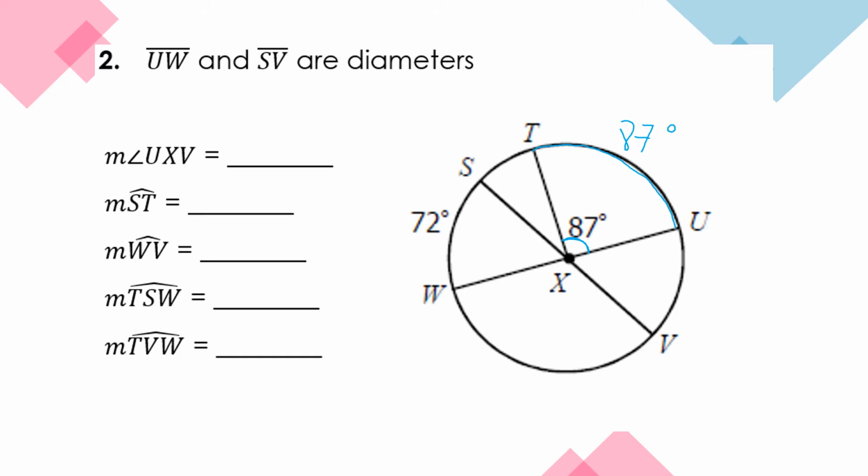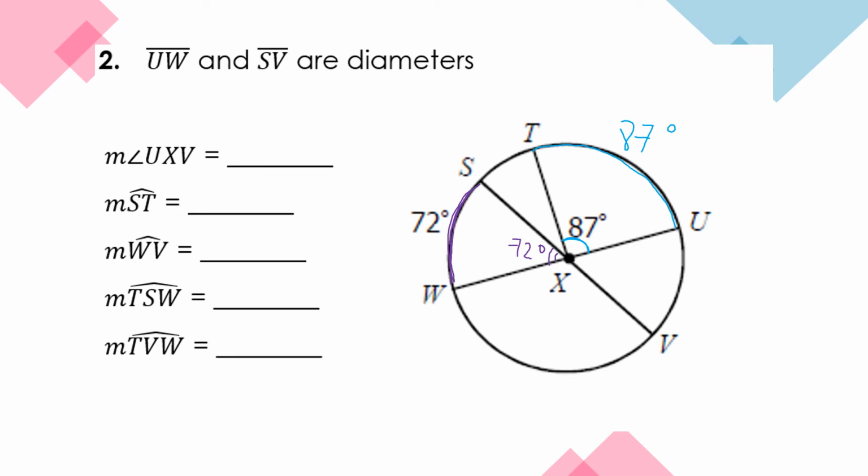We also have that arc SW or WS, whichever you want to call it, is 72 degrees. And the central angle that intercepts that arc is SXW, so that means SXW is going to be 72 degrees. So to find everything else, we're going to have to use the knowledge that we already have.